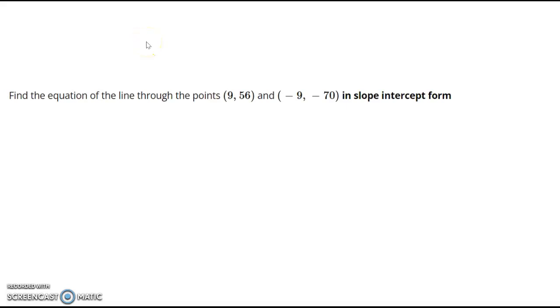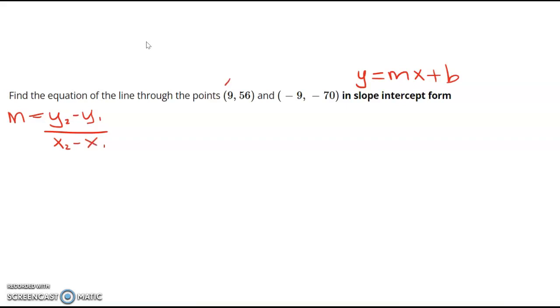We need to find the equation of the line through these points and write it in slope-intercept form, which is y equals mx plus b. So first we need to find the slope when we have the 2 points, and so we're going to use the formula m equals y2 minus y1 over x2 minus x1.